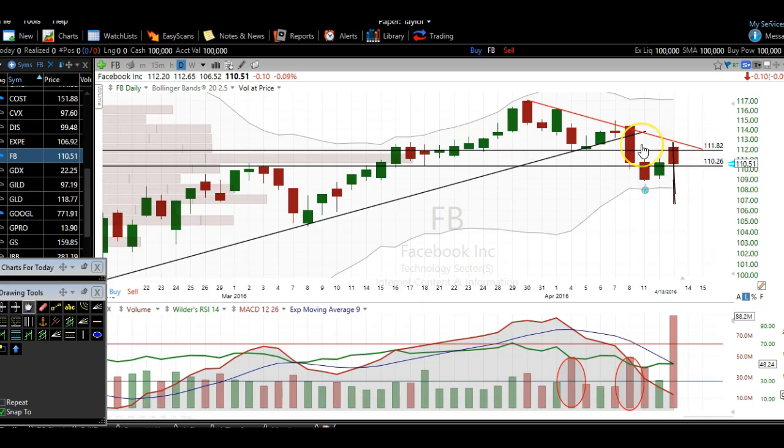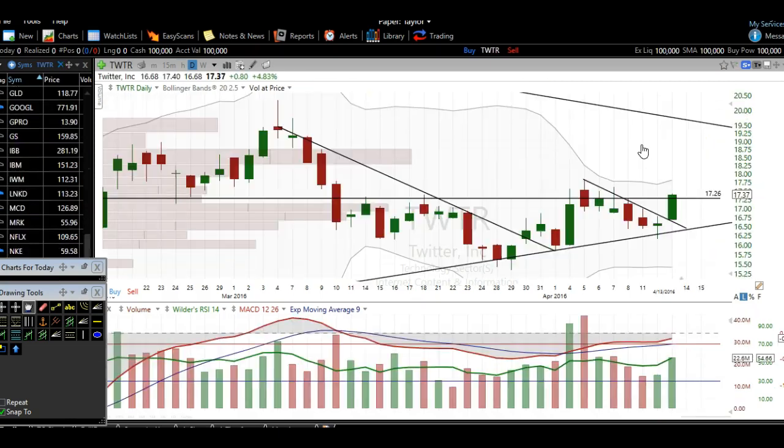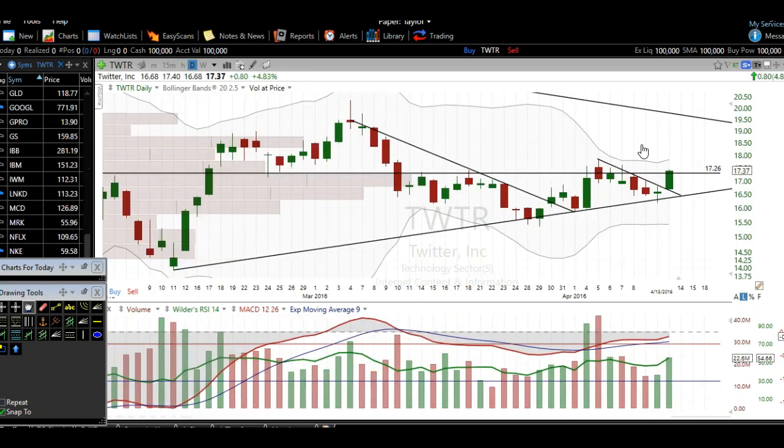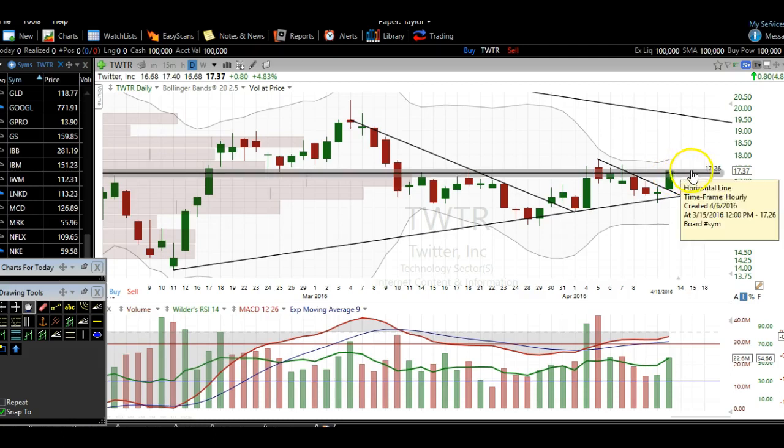Next, we're going to cover Twitter. Twitter has been really nice. Like I mentioned, I liked it long against this trend line, and it did get up to the level that I thought it would, about 17.25. Now we closed above that resistance level right here, only by 11 cents, but still, it's a close above that level.